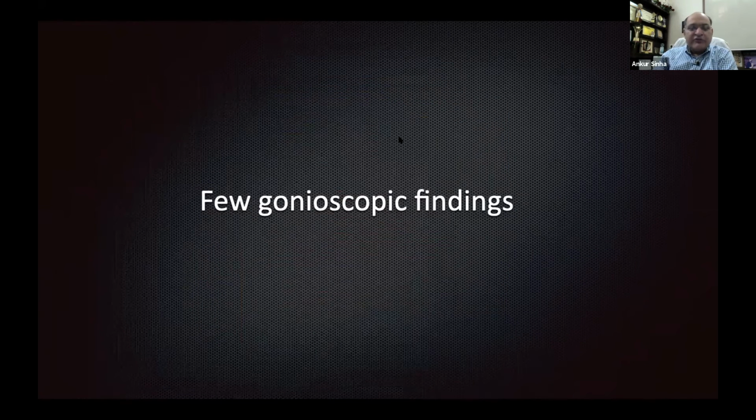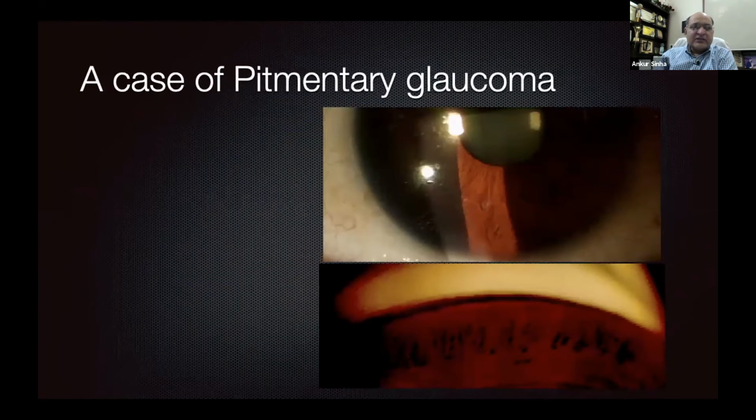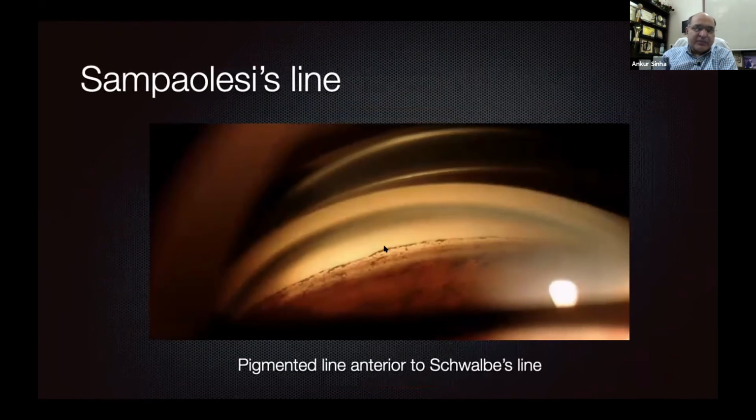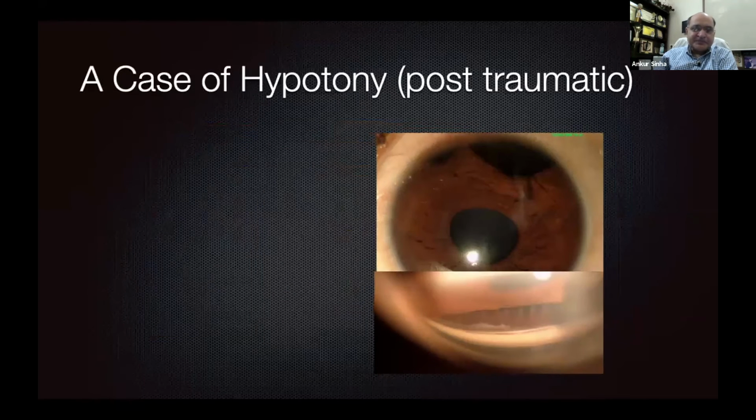Now we move on to a few other gonioscopic findings. This is a patient of pigmentary glaucoma where we have this S-shaped iris configuration and significantly higher pigmentation of the trabecular meshwork. In such patients, we also have Sampaolesi's line, which is anterior to Schwalbe's line. Some people, especially beginners, can get confused and take this as pigmented trabecular meshwork. So the importance of identifying Schwalbe's line is always there.